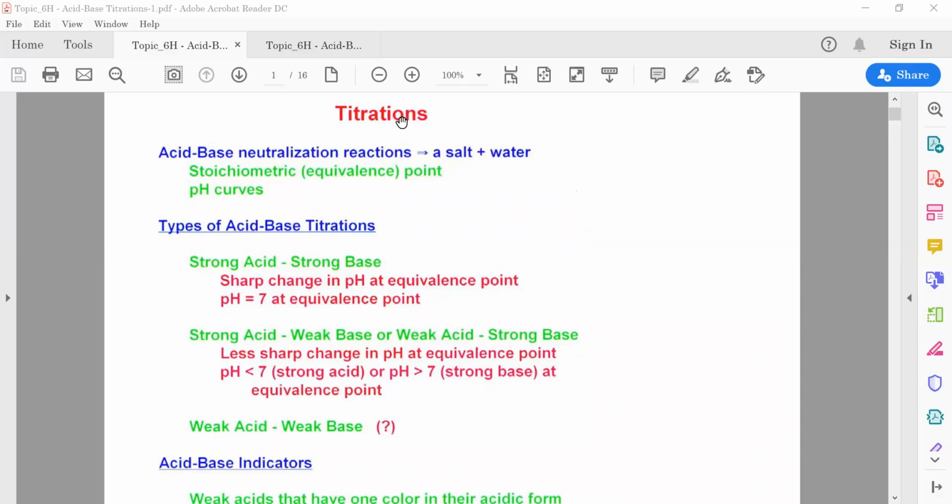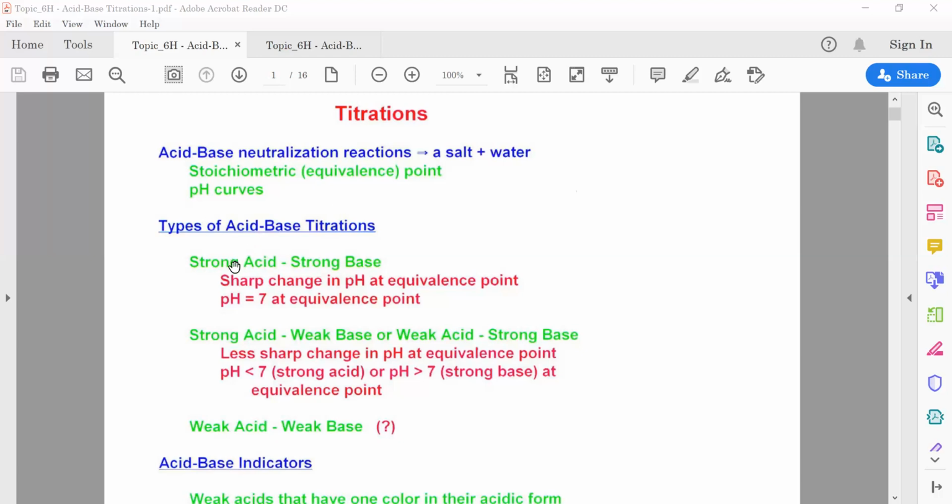So titrations, as you probably already know, essentially acid-base titrations, consist of a neutralization reaction in which the acid component, the hydronium ion, and the base component, for example, hydroxide ion, neutralize each other to form water and leave behind a salt of some kind. So we're going to talk about various aspects of this for different kinds of acid-base titrations. And we're going to look at things like what's called the equivalence point, or otherwise known as the stoichiometric point, and the shapes of the pH curves that accompany these titrations.